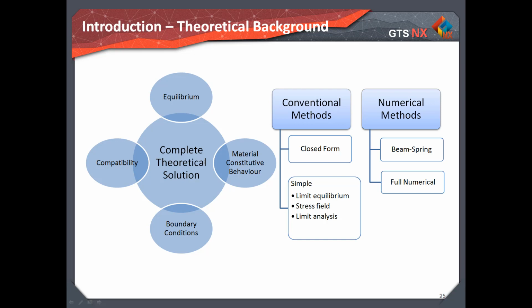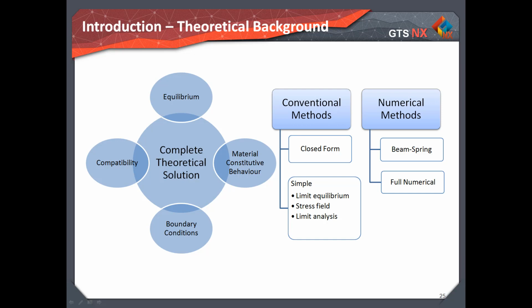Simple methods involve realizing one or more of the solution requirements, usually compatibility. These methods are subdivided into limit equilibrium, stress field, and limit analysis. All simple methods assume the soil is at failure and behaves either undrained or drained. They provide information on stability only, and they fail to satisfy all of the four theoretical requirements on the left-hand side.